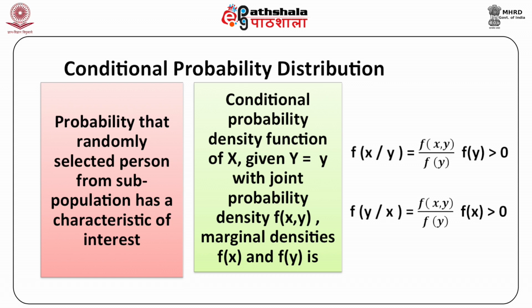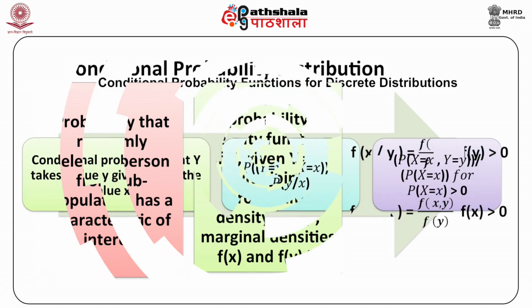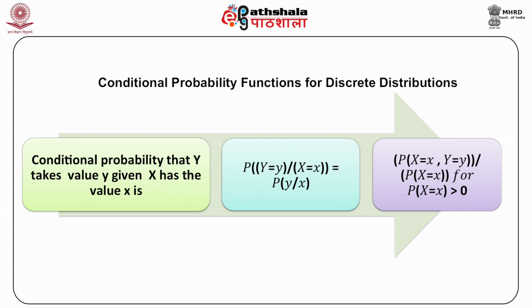Given two continuous random variables x and y with joint probability density function f(x,y) and marginal density functions fX and fY respectively, the conditional probability density function of x given capital Y is equal to small y is defined to be f(x|y) is equal to f(x,y) divided by fY(y), provided fY(y) is greater than 0, and similarly f(y|x) is equal to f(x,y) by fX(x), provided fX(x) is greater than 0. Conditional probability function for discrete distribution.